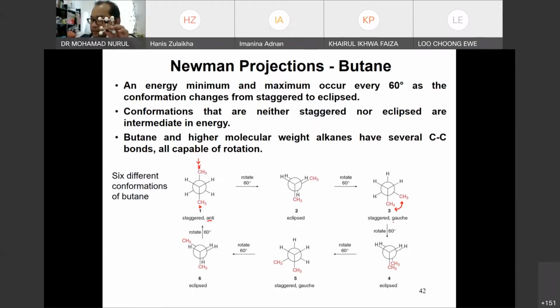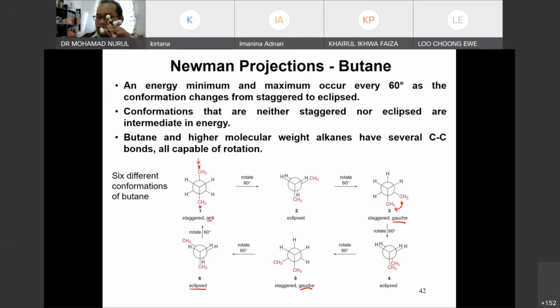And lastly, it rotates again and forms an eclipsed conformer, and after another 60 degrees it gives you the staggered conformer. I hope it's clear. Try playing around with the Newman projections, the staggered and eclipsed conformers.